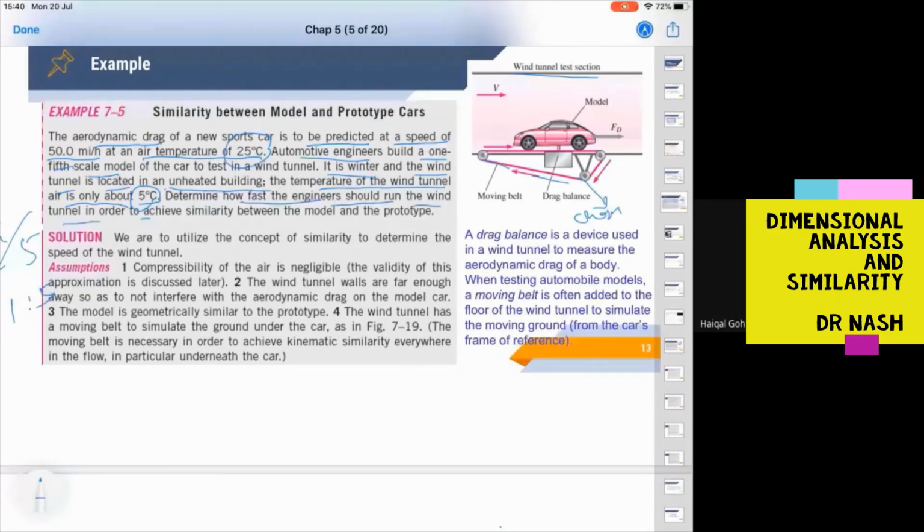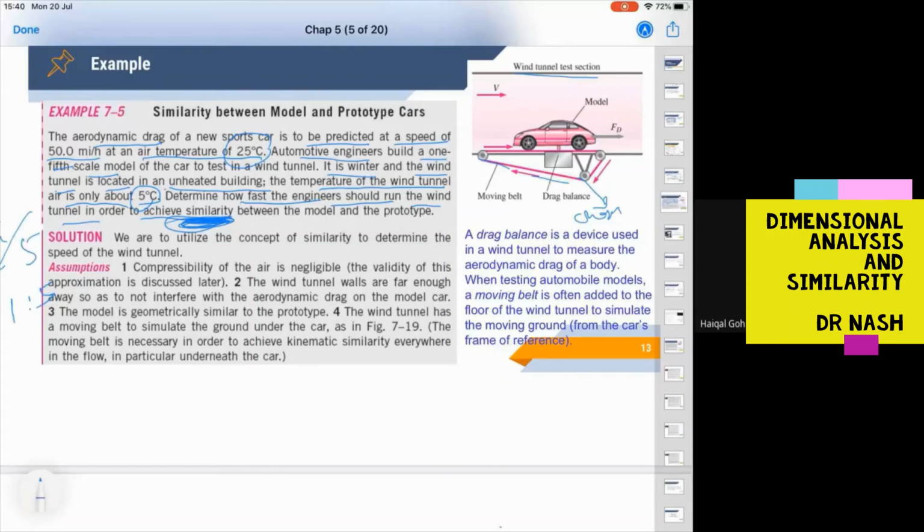When it is similar, geometrically similar, kinematic similar, dynamic similar between the prototype and the model, then the flow profile or the drag force or whatever value or flow pattern in the model, which means in the wind tunnel test section, is useful. Otherwise it's not useful if it's not similar with the prototype. Okay, so it says determine how fast the engineer should run the wind tunnel, right? Okay, let's do this.